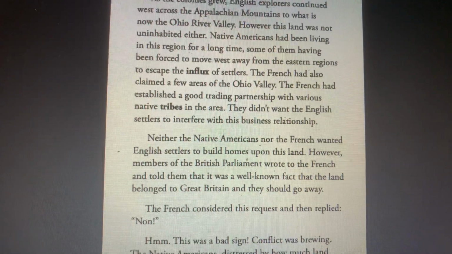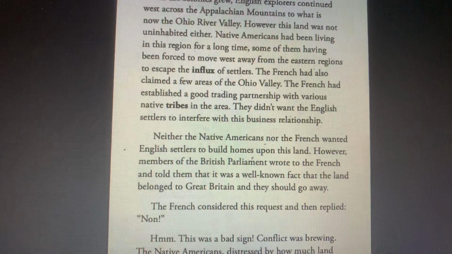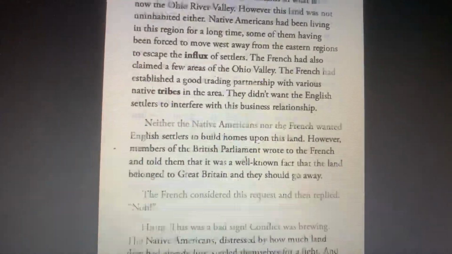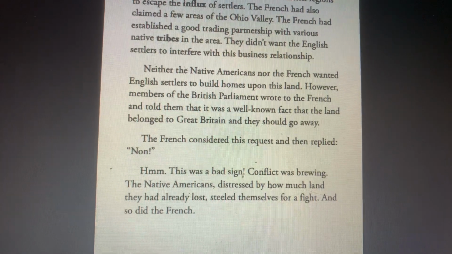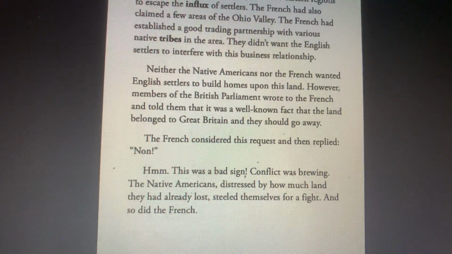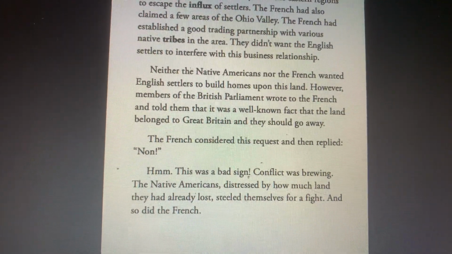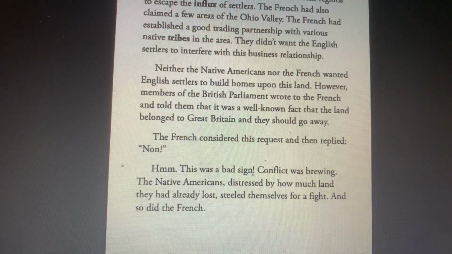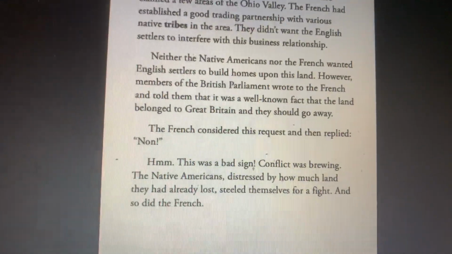They didn't want the English settlers to interfere with this business relationship. Neither the Native Americans nor the French wanted English settlers to build homes upon this land. However, members of the British Parliament wrote to the French and told them that it was a well-known fact that the land belonged to Great Britain and they should go away. The French considered this request and then replied, "Non." This was a bad sign. Conflict was brewing. The Native Americans, distressed by how much land they had already lost, steeled themselves for a fight, and so did the French.